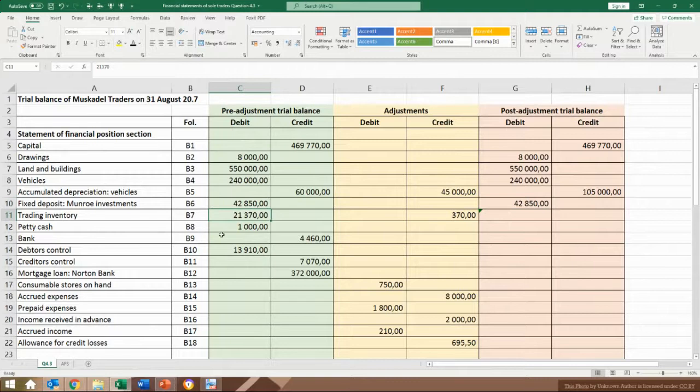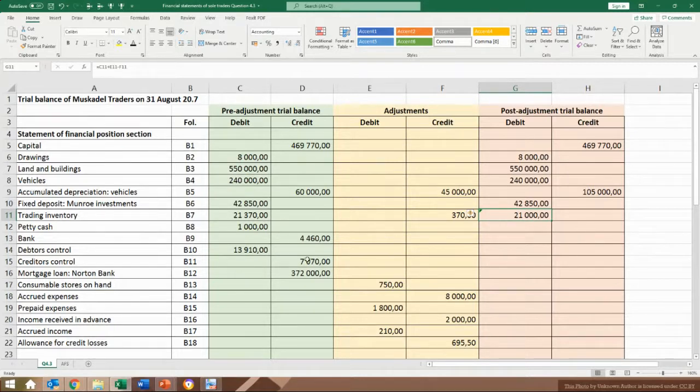Now trading inventory, we had a debit balance of 21,370, and then we've got a credit amount of 370. So what happens now is we are actually reducing this balance, so we only show the net effect of 21,000, which is on the bigger side of the two, the debit side. This is an example where there are entries on both the debit and the credit side, and you need to see which side is the bigger one and then show the net effect in that column.